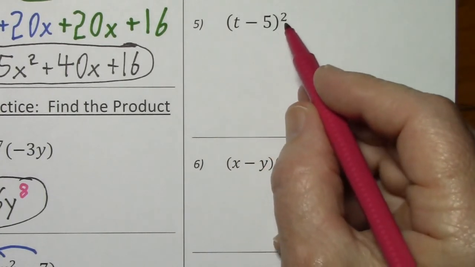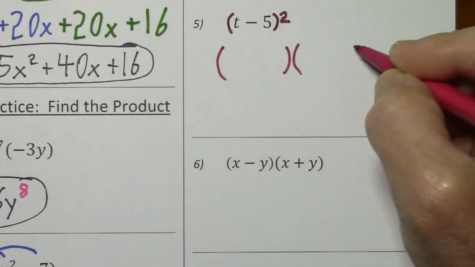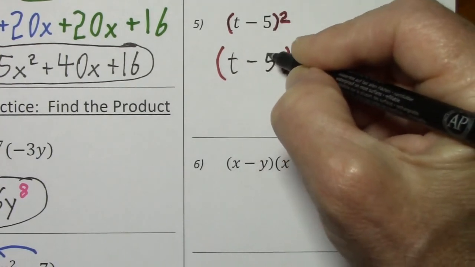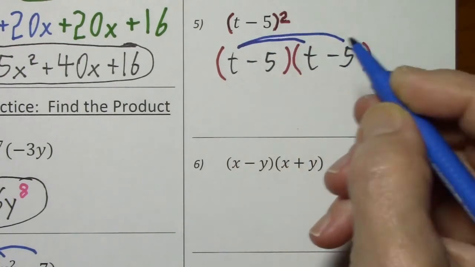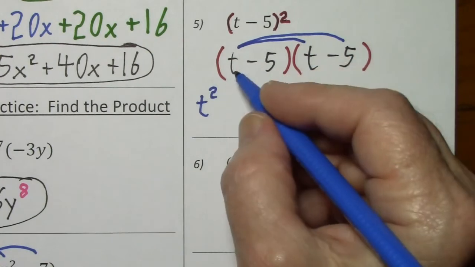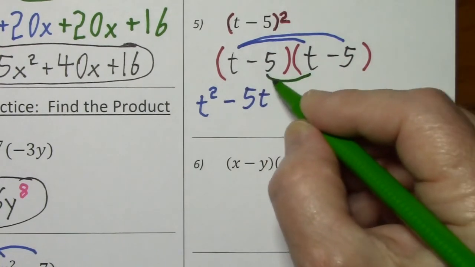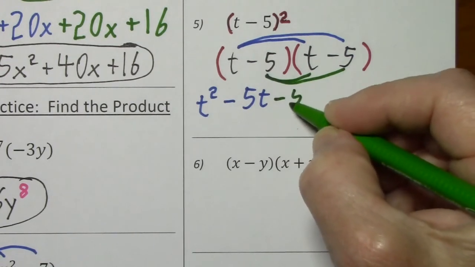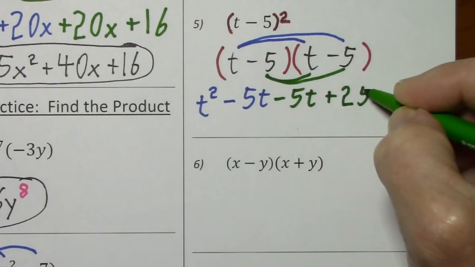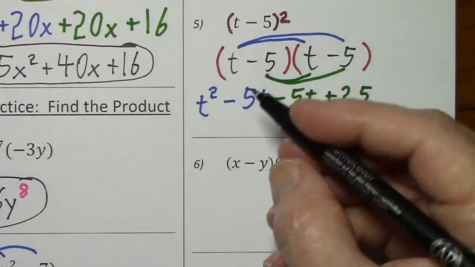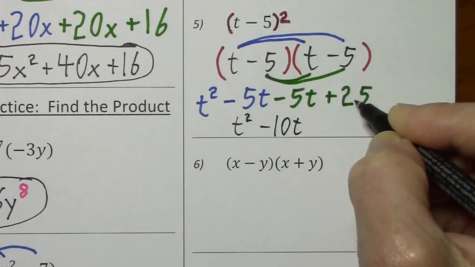Looking at number 5, we have our parentheses raised to the second power, which means we have two sets of parentheses. Distributing our t to each term. Distributing -5 to each term. We'll be able to combine these, bring this down, and bring this down.